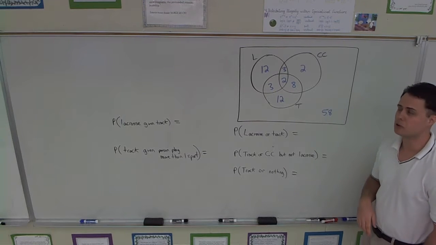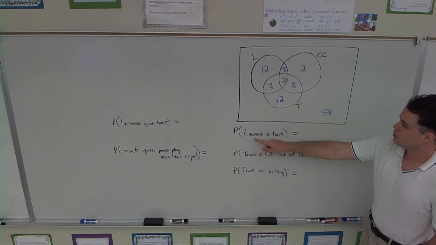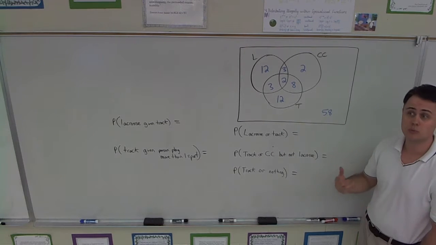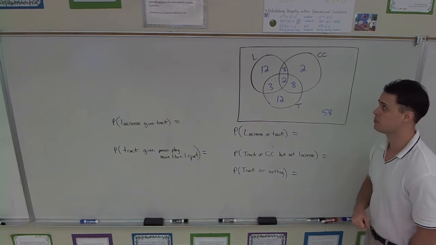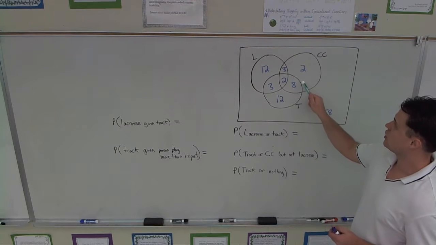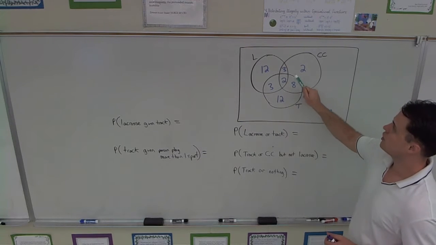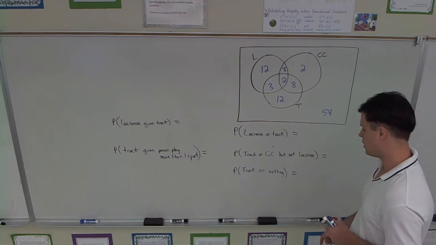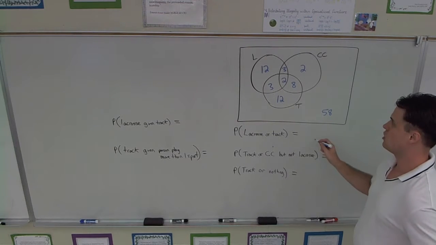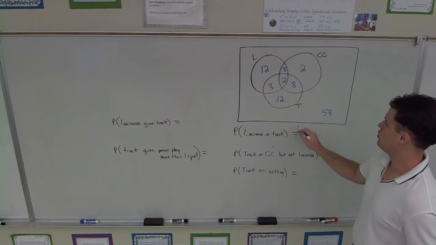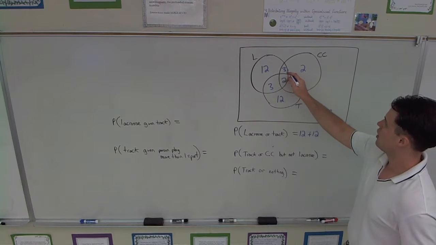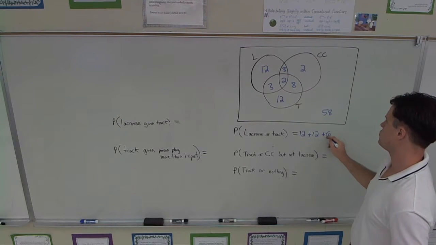I think a couple of them are a little more interesting. So what's the probability of playing lacrosse or playing track? So that's one or the other or both or any combination thereof. So I think we need to start looking at anything that's in the track circle and anything that's in the lacrosse circle and just make sure we don't count anything twice. So let's add those up. So it looks like we're going to have 12 and this 12 and that 3 and that 3, so I'll say 6.